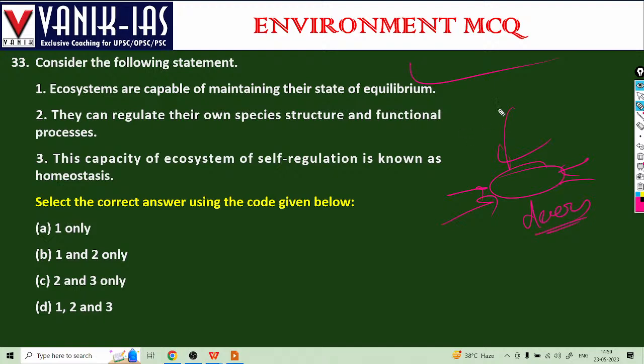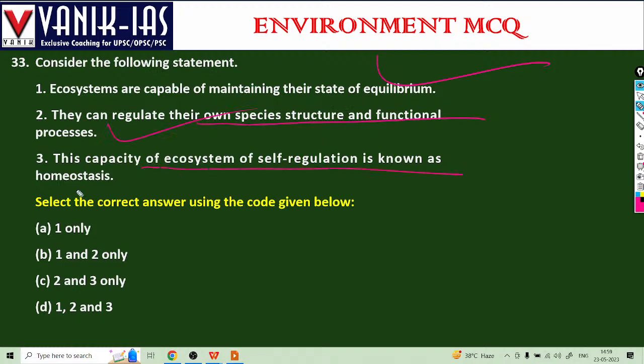So obviously the tiger population will also decline. When the tiger population declines, the deer population will increase. So they maintain their own state of equilibrium. It is right. They can regulate their own species structure and functional processes. This ecosystem self-regulation is known as homeostasis. So which of the following statements are correct? Your answer is D. All the options are correct. Homeostasis is the capacity of an ecosystem for self-regulation.